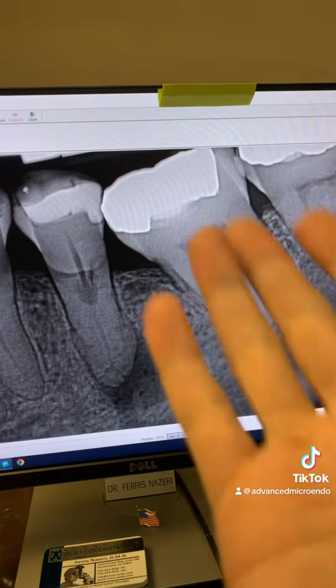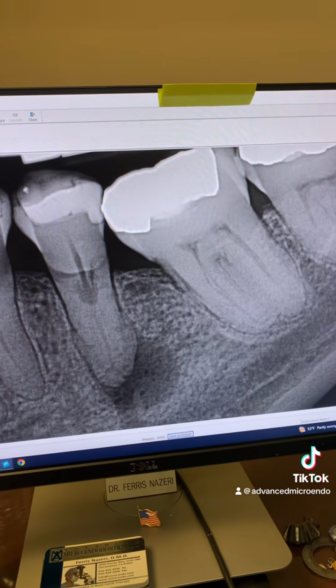Or the other option is to go ahead and extract the tooth. And patient said she wanted to try to see if the tooth could be saved.